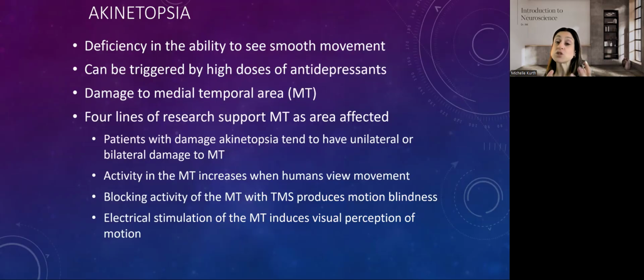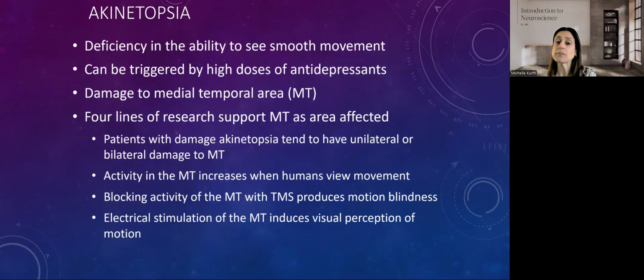Now, it can be triggered by a couple of things. High doses of certain antidepressants can actually cause it, but it's often associated with damage to the medial temporal area, or the MT as it's called, which is near the junction of the temporal, the parietal, and the occipital lobes. Now, sometimes the MT is also called V5 or MT/V5.